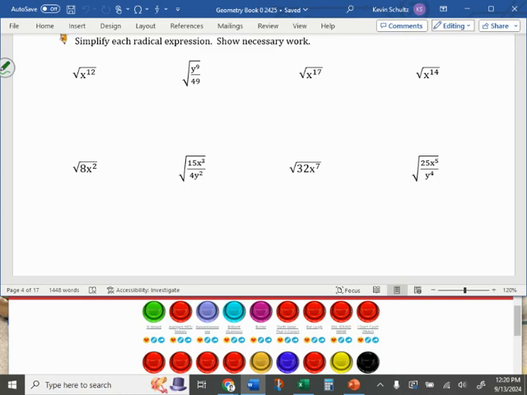Okay. So for the root of x to the 12th, what is that going to be?